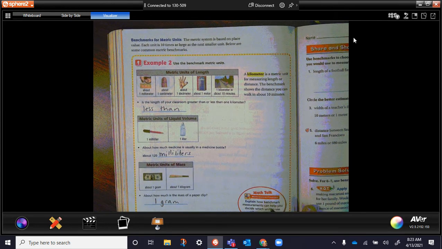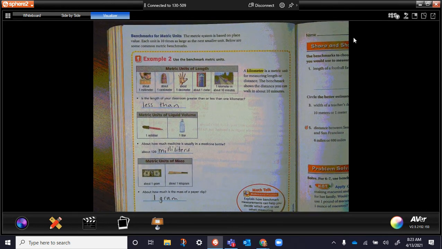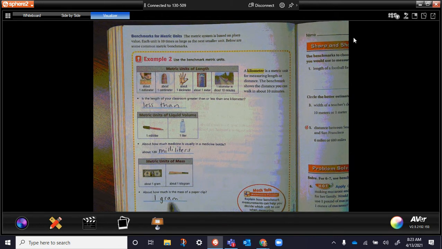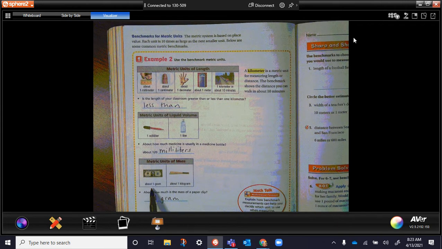All right, so we can use all these benchmark units to help us when we're deciding which to use. I'm not going to measure paper clips with a kilogram. I'm going to use gram instead. So making sure that we have the right units with the right things that we're using to measure.